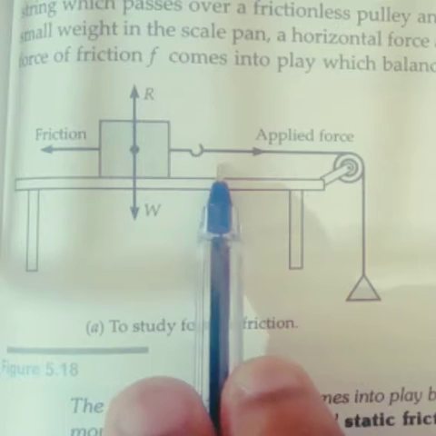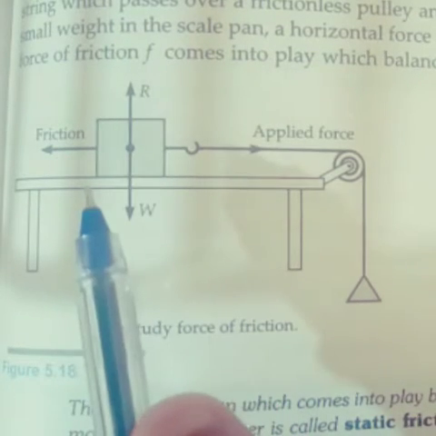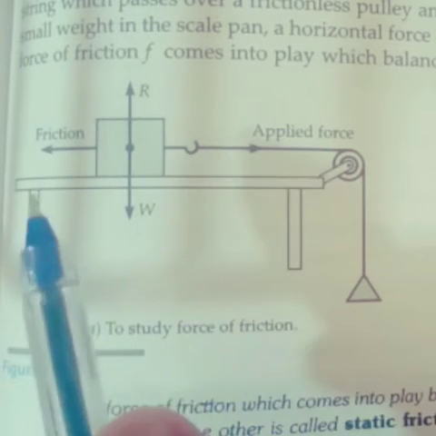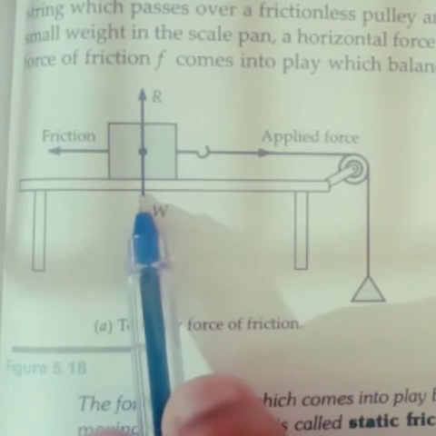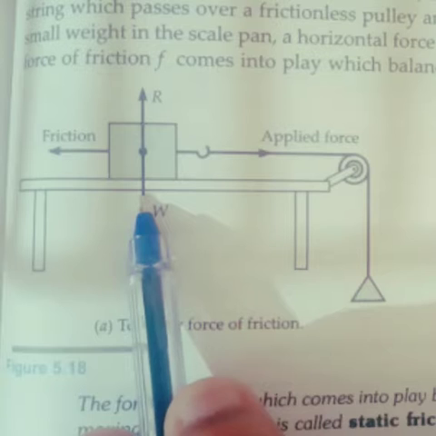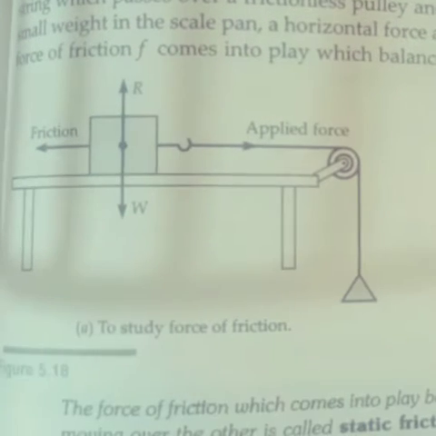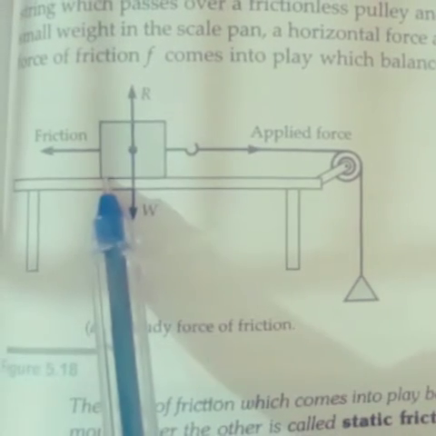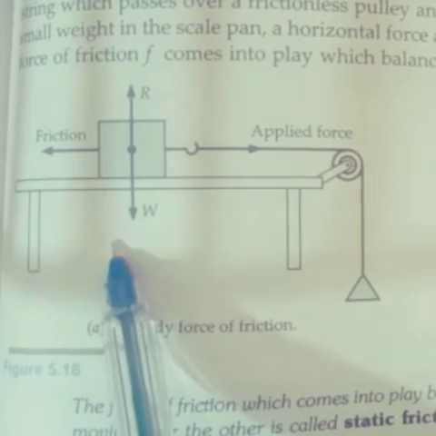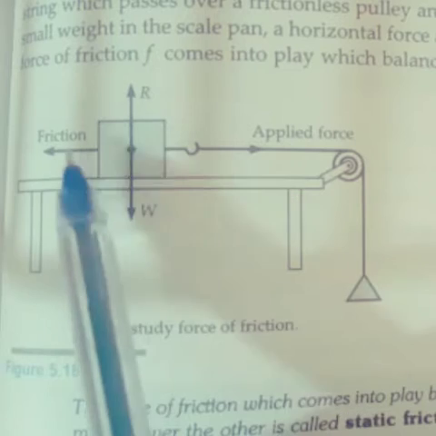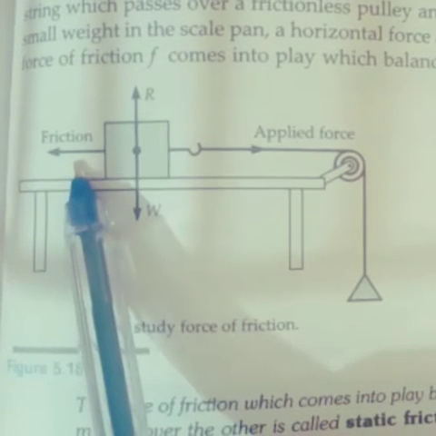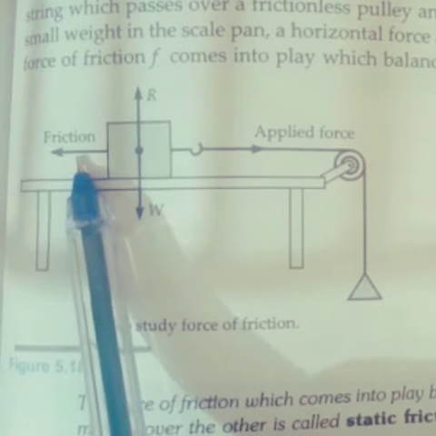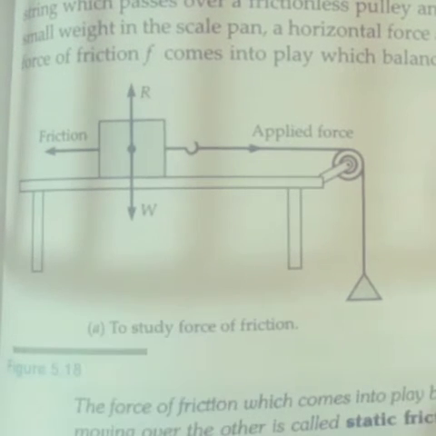So static friction is a self-adjusting force up to the limiting friction. Once more I repeat: what is static friction? Static friction means the force of friction which comes into play between the two surfaces of contact of two bodies before the actual motion starts. This sentence is very important. Before the actual motion starts, we call it static friction.